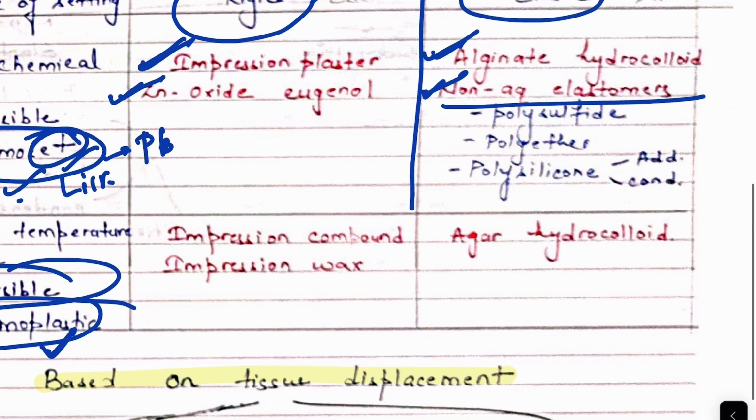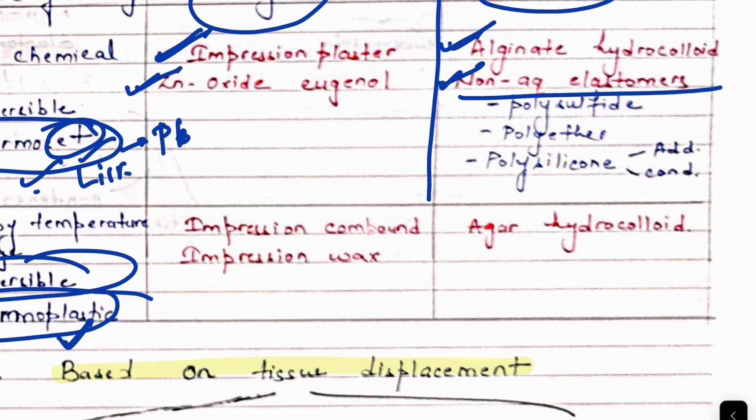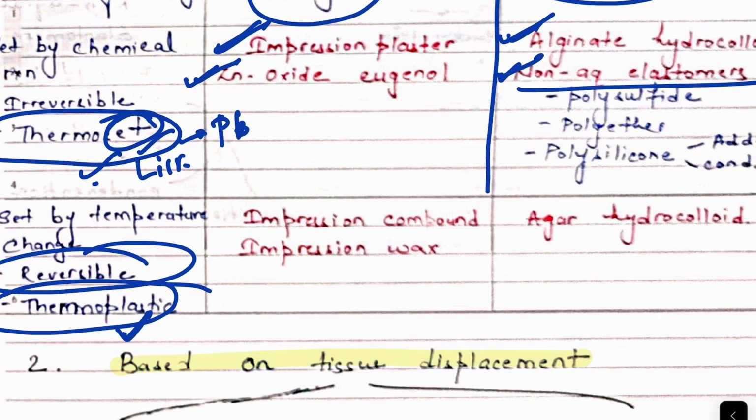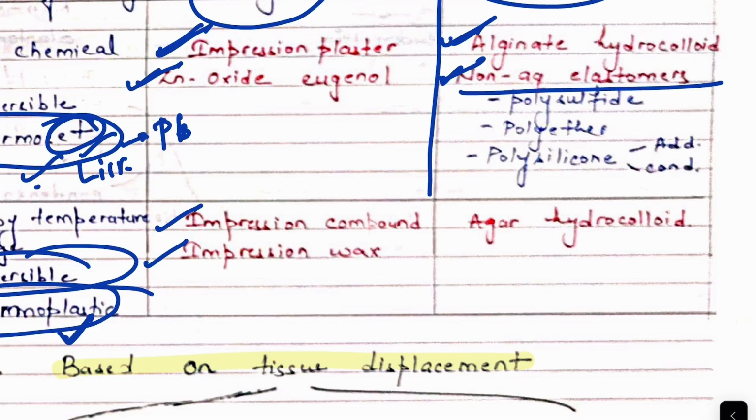Now, the impression materials which set by temperature change, by physical reaction: we have impression compound, which we have used. This is reversible. It sets by heat. And then we have impression wax. So just waxes; they also change their physical form on applying heat. And then we have agar. Agar sets by physical reaction.